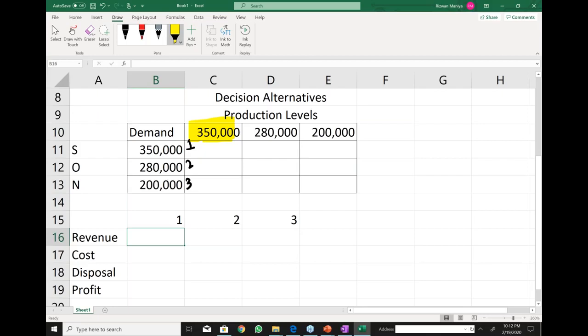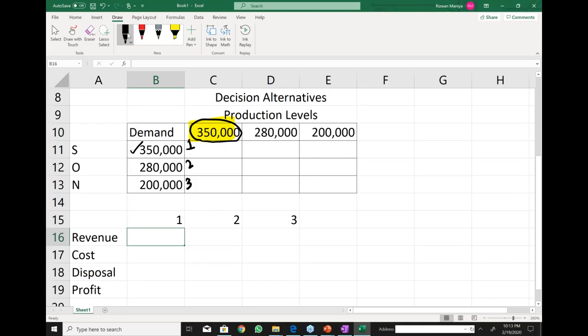Tell me, now the decision of production will be taken before you get to know the demand. So it's the decision that you have to take first. Now tell me, if you produce 350,000 units and the demand is 350,000, will you be able to sell all you have produced?